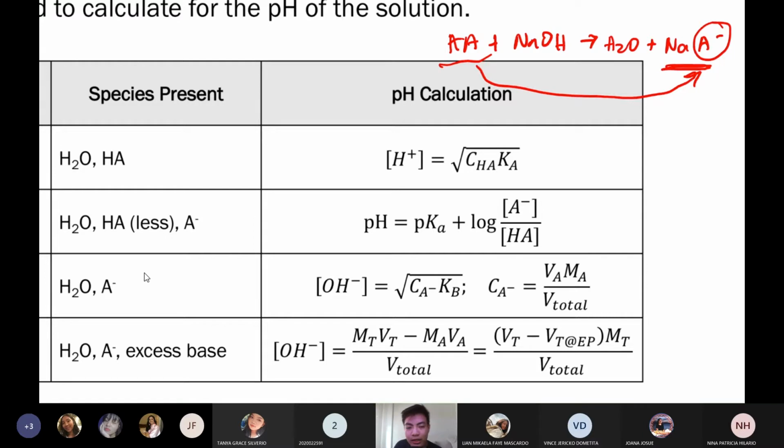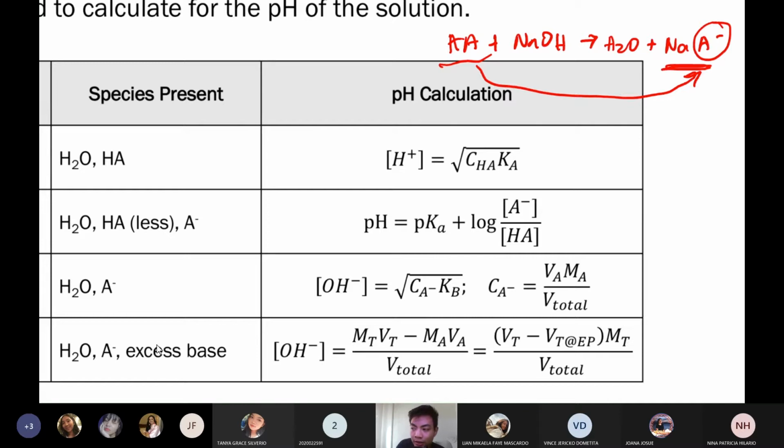And after adding the excess titrant, we are now on the post-equivalence point. So at the post-equivalence point, we have the following species present in our Erlenmeyer flask. We have water, the conjugate base, and the excess base. Of the three species, which of them will be the major contributor to the pH of the solution?